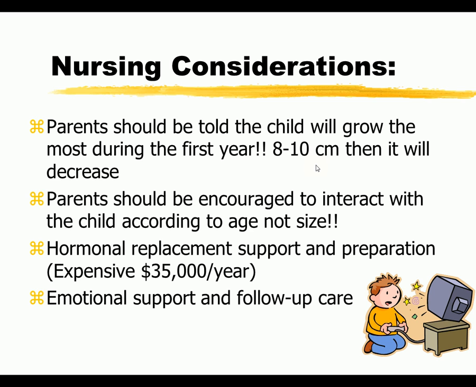Parents should be encouraged to interact with their child according to their age, not their size, because it's real easy to treat them according to size because they are very immature in their appearance. It is expensive, about $35,000 a year, and they do need lots of emotional support. They can be teased a lot. They can be called names such as short, shrimp, midget. They're usually picked last for sports, so they need emotional support and care.